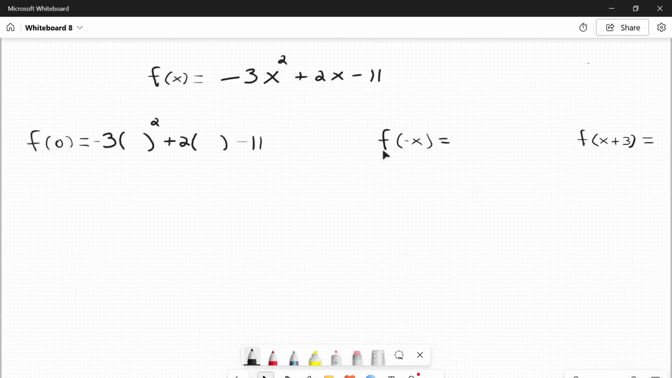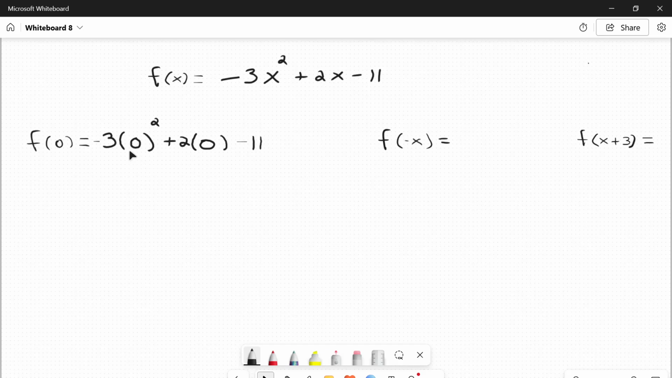Okay, pause my recording just to scooch some things over. But this is my function. We've got negative 3x squared plus 2x minus 11. That's what we have here. But instead of an x for our independent variable, I'm going to plug in this value of 0 in its place instead. So we're just going to plug in a 0 right there and right there. And now this is an order of operations PEMDAS problem.